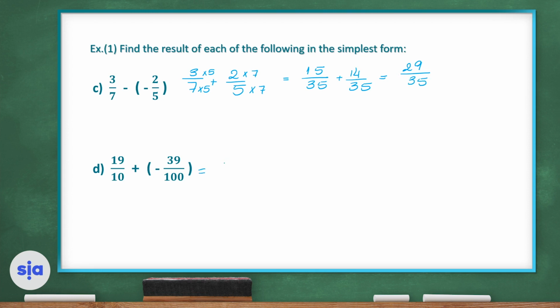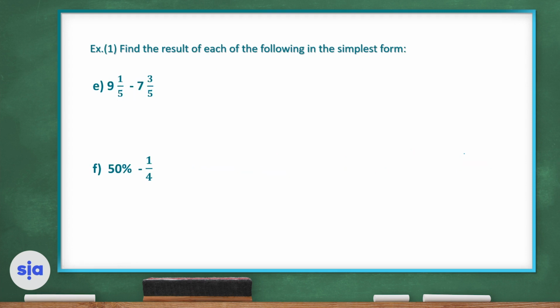Question D, 19 over 10 plus negative, which is minus, 39 over 100. To get the same denominator, we'll multiply this up and down by 10. So it will be 190 over 100 minus 39 over 100. The result is 151 over 100, and this is its simplest form.